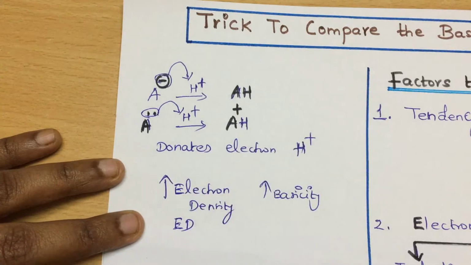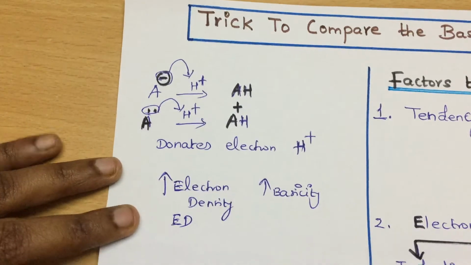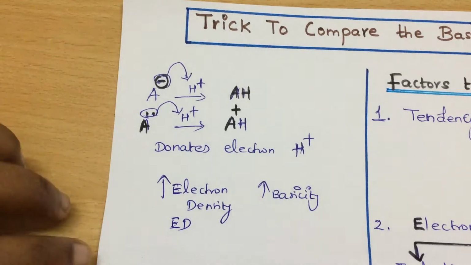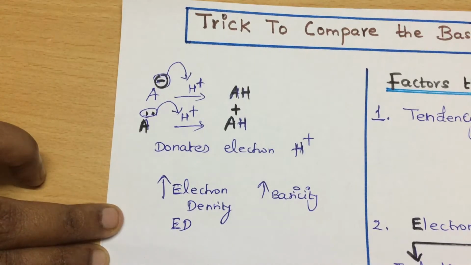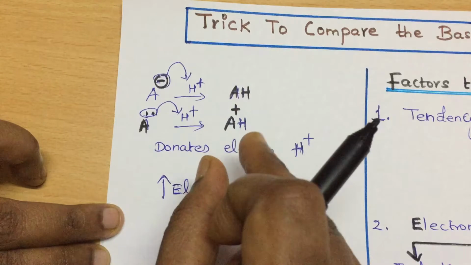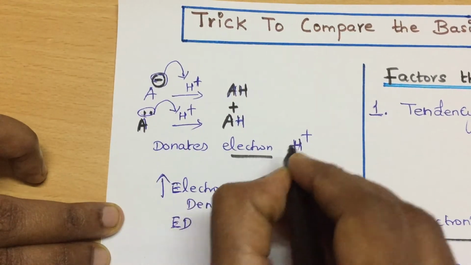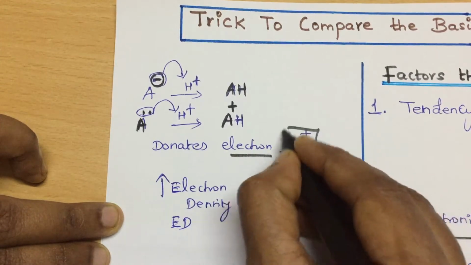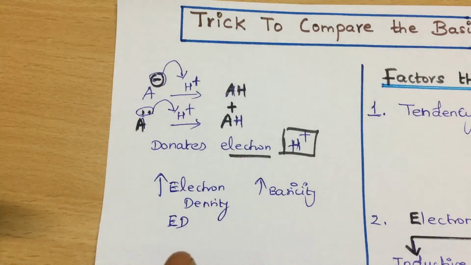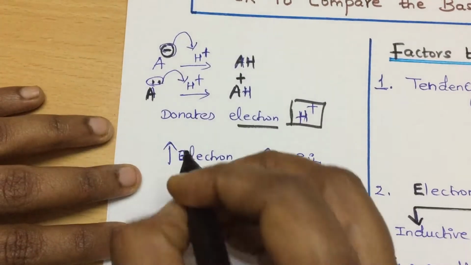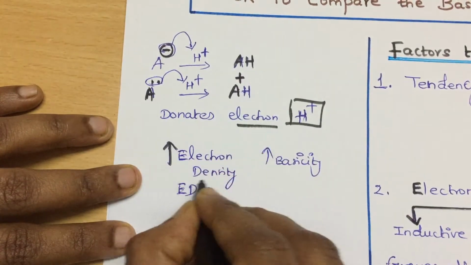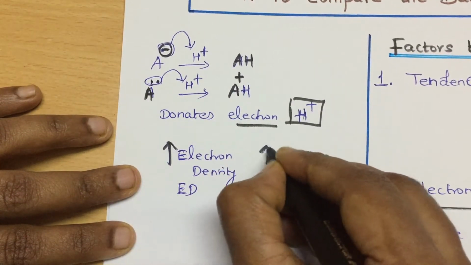So I can say, what is the action of a base? The action of a base: a species having electron density is going and abstracting a proton, or else it is donating electrons to a proton. Okay, so how can I compare the basicity? In short, I can say the more the electron density, the more will be the basicity.